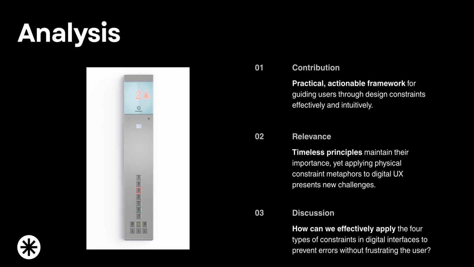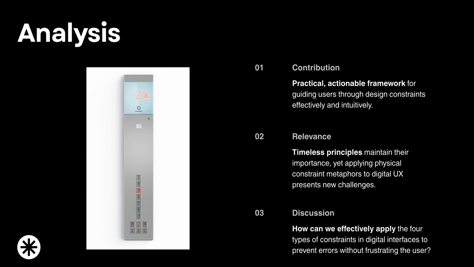So, what is the chapter's contribution? Its primary strength is providing a simple, powerful, and actionable framework. The four constraints give designers a toolkit to proactively guide users and reduce ambiguity. It's a seminal concept because it shifts the focus from just affordance, what you can do, to constraints, what you should do. Is it still relevant? Yes. The examples of keys, faucets, and Legos are timeless.